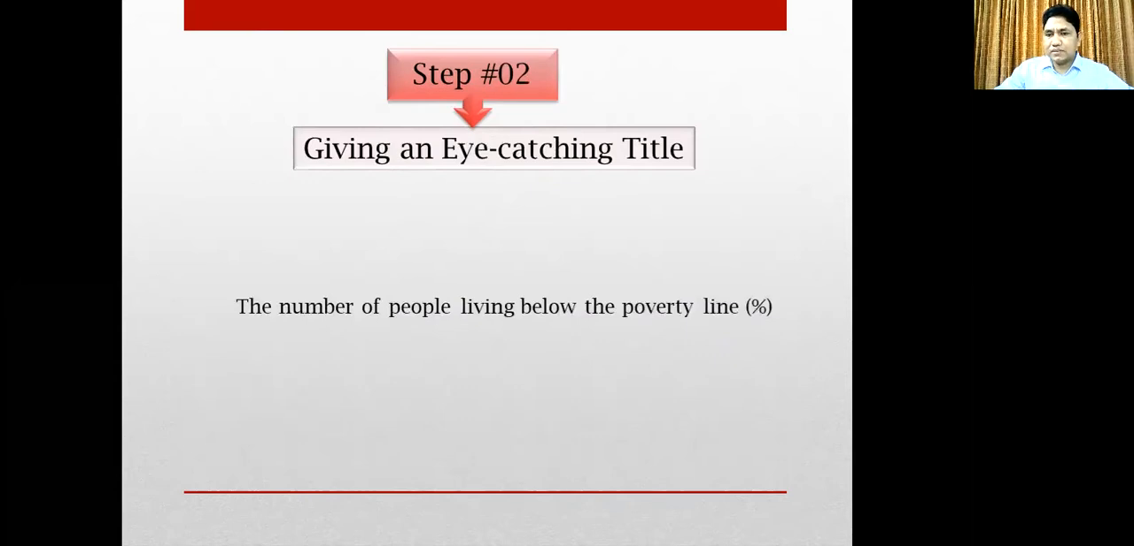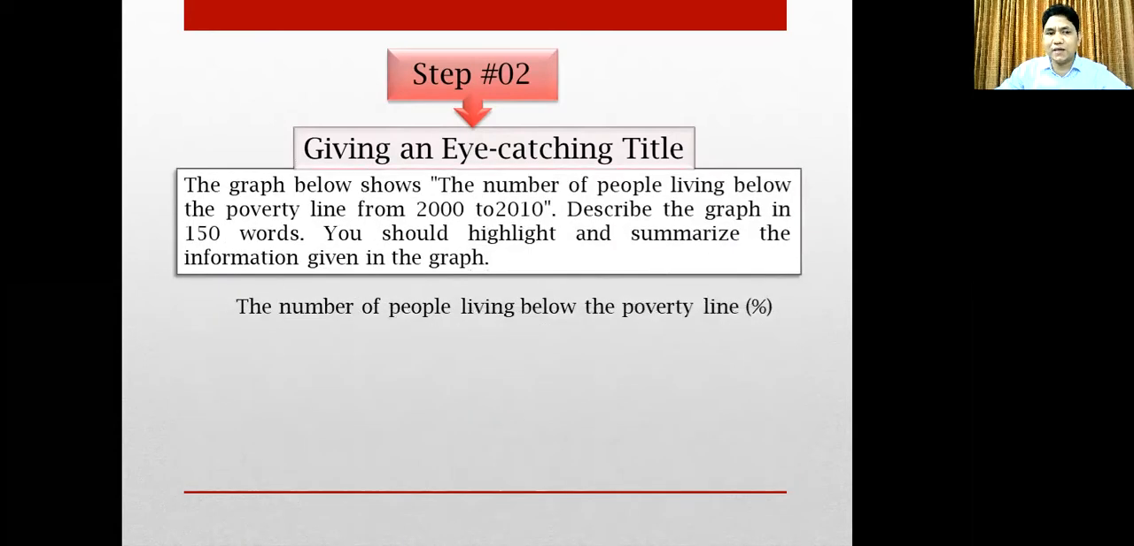Okay, come to the next step, that is step 2, giving an eye-catching title. When you are going to start writing a graph chart description, your first and foremost duty is to give an eye-catching title. So now the question is, where will you get the title? Don't worry, you will get the title in the question paper.